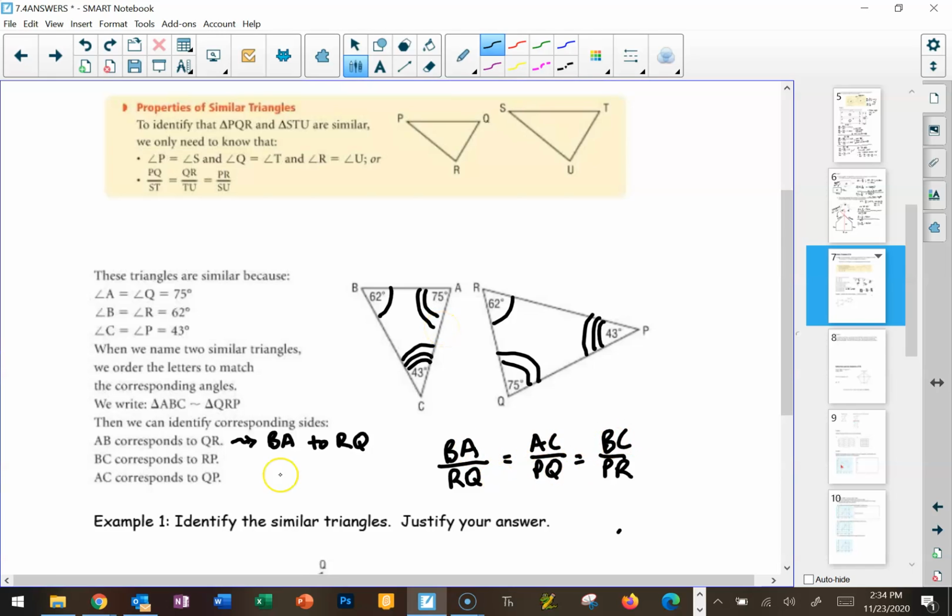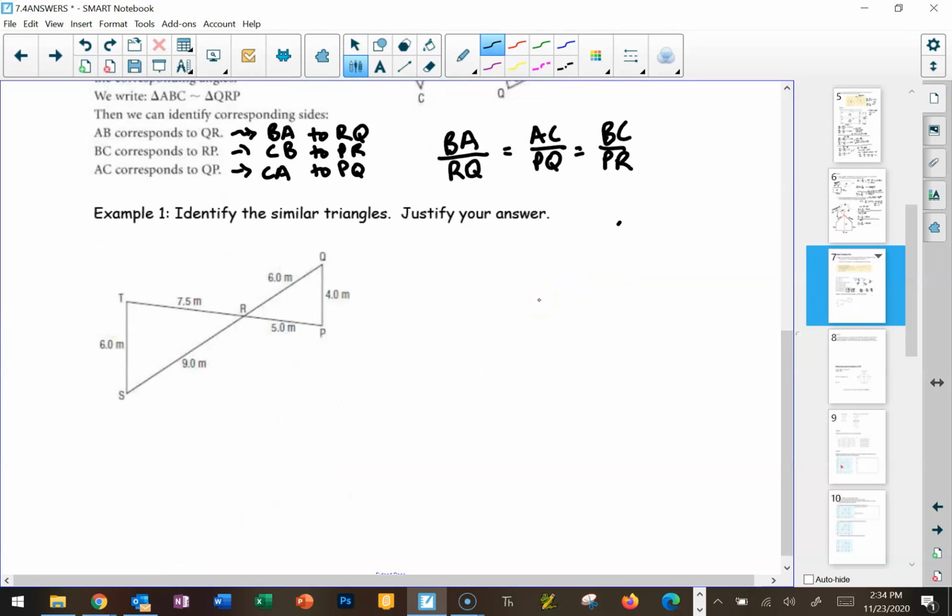The letters might be in different orders, but it might mean the same thing. So for instance, this over here, BC, really could be written as CB to PR. And this one could be written as CA to PQ. So the sides, just keep that in mind.